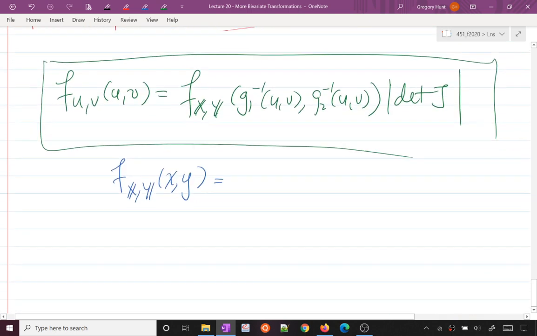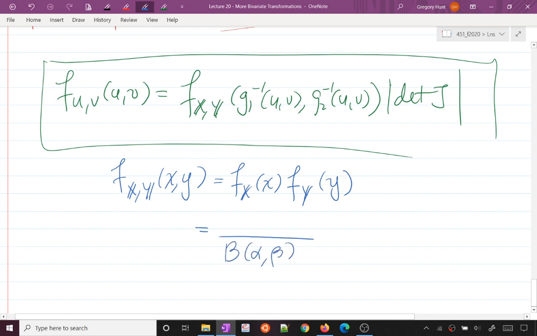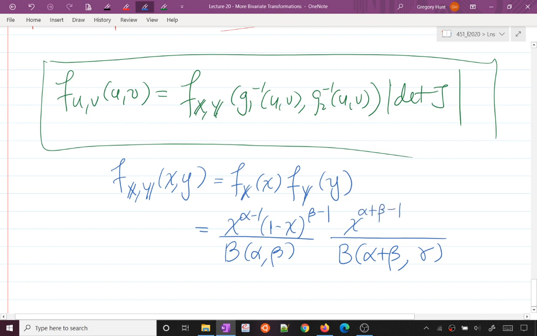We also said they're independent, right? So this is just the marginal of x times the marginal of y. X is marginally beta, so the PDF is that. In the denominator, we have the beta function, which I just write as B. It's x to the alpha minus 1, 1 minus x to the beta minus 1. And then for y, I have, again, beta, now alpha plus beta, gamma, and I have y to the alpha plus beta minus 1, 1 minus y to the gamma minus 1.